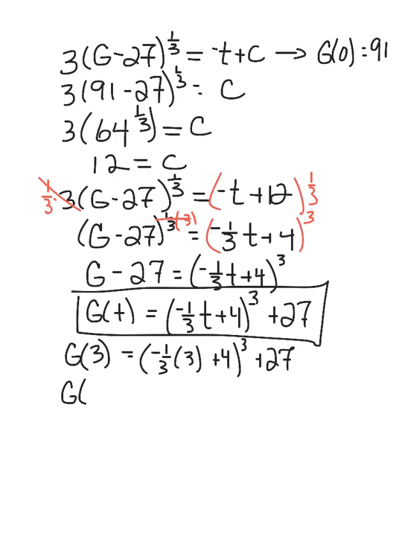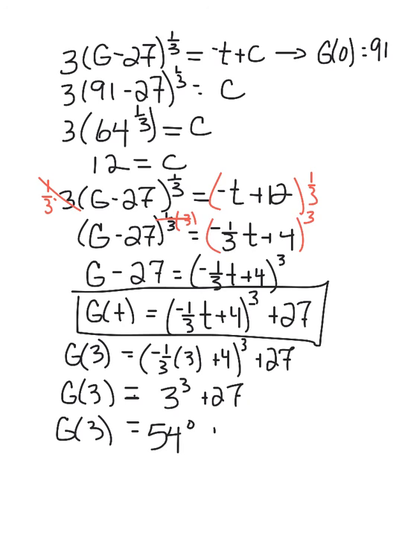All right, so g of 3 is equal to, that will be negative 1 plus 4, right, which is 3 to the 3rd plus 27. Well, 3 to the 3rd is 27, isn't it? Plus another 27 would be 54 degrees Celsius. Done.